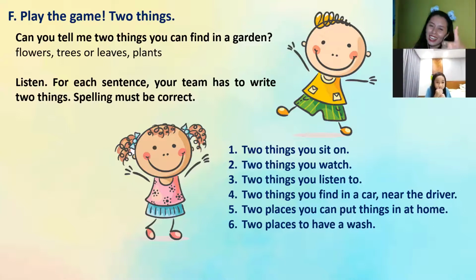Train. Okay, two things you watch. You watch. What two things do you watch? 10, 9, 8, make it quick, I'm counting. 7, 6, two things you watch. A clock. What else? You watch, you see. Okay. Two things you listen to.